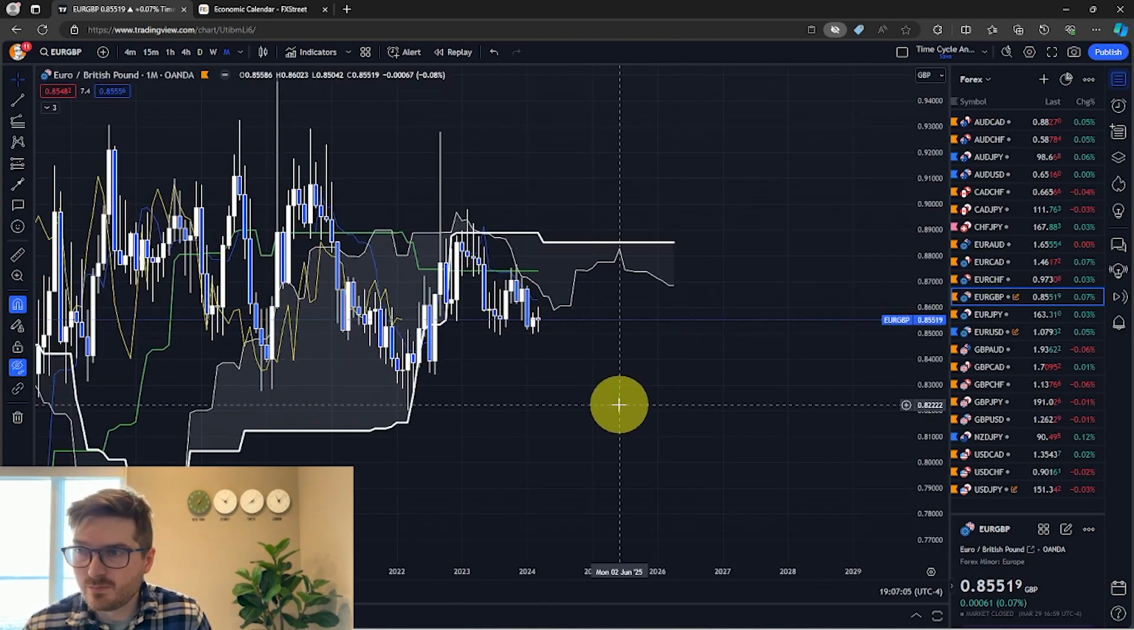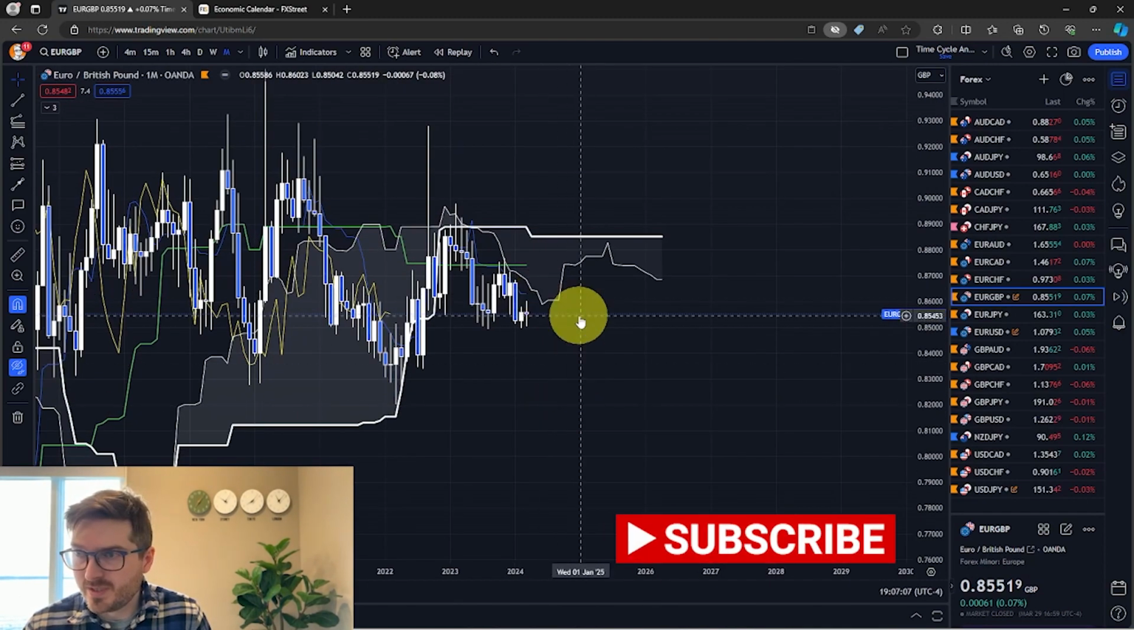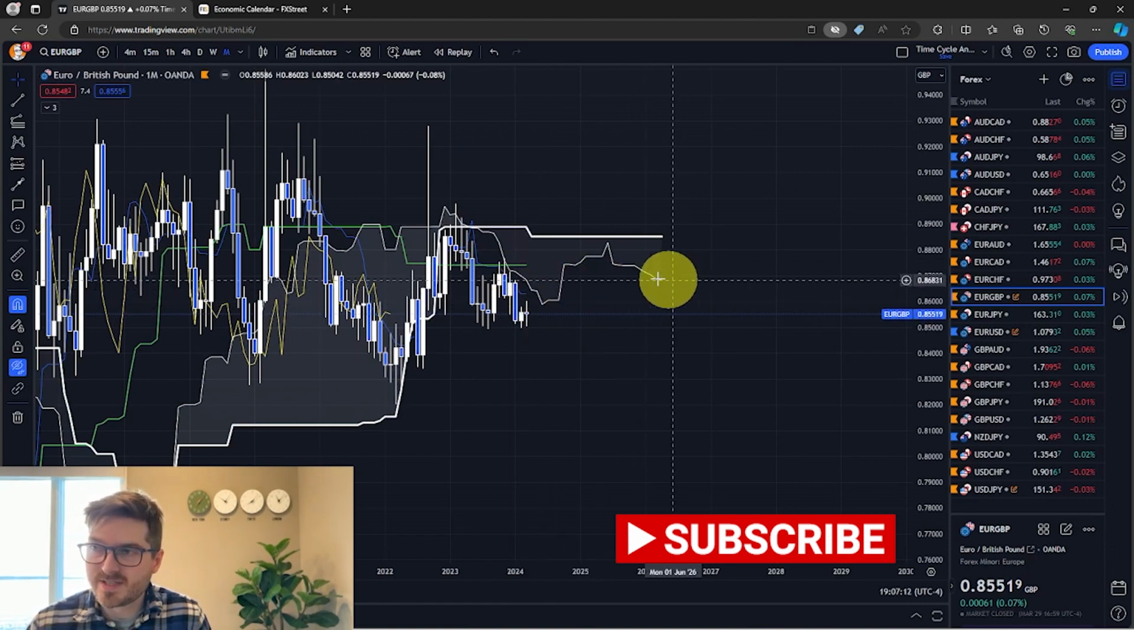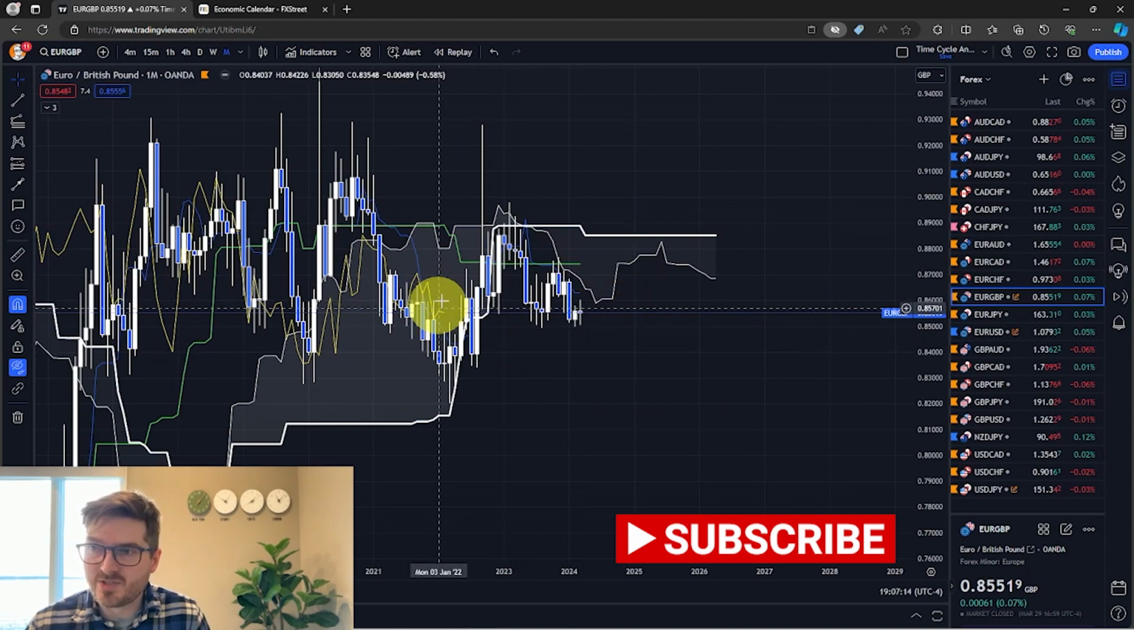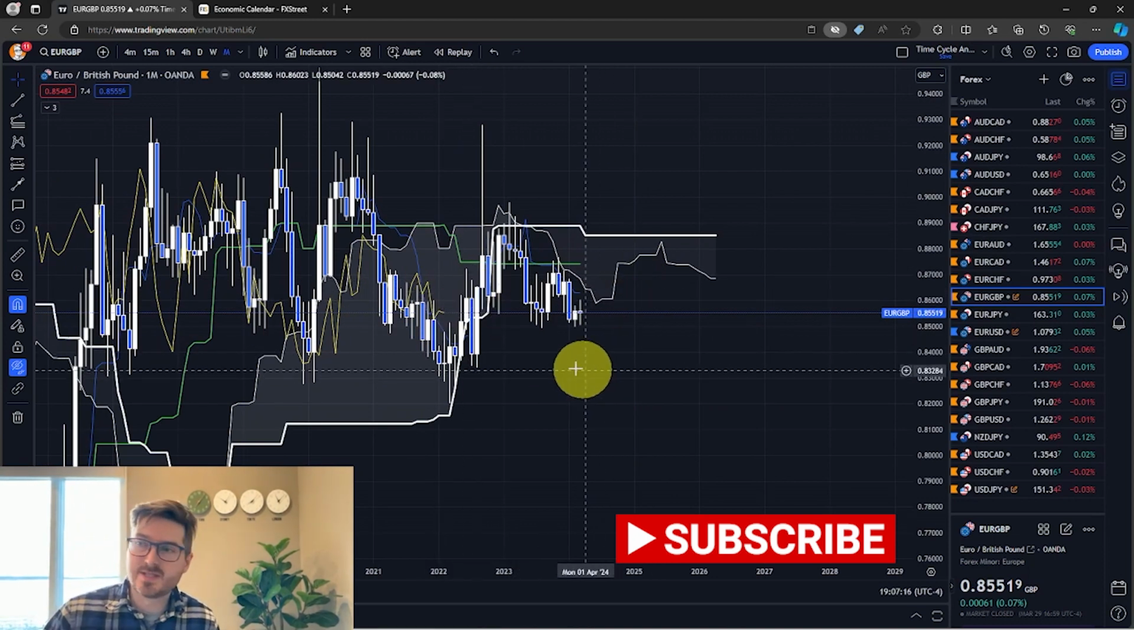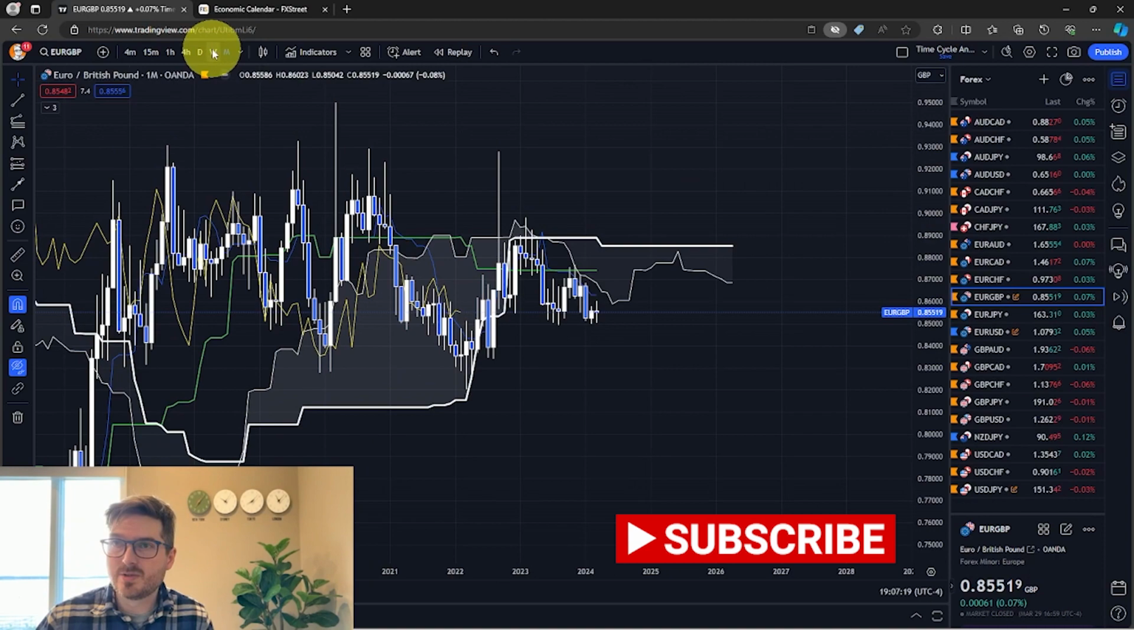However, it is leaning more bearish. We do have price below the Tenkan-sen and the Kijun-sen, but everything is flat right now, and we have the Chikou span above the candles. So we have some mixed signals on this. But let's go to the weekly.